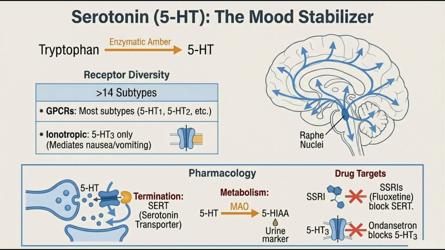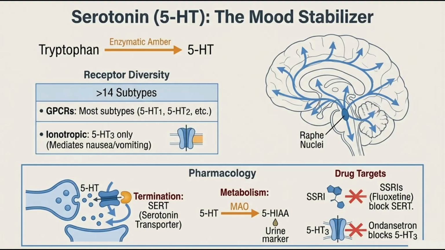Most of them are metabotropic, G-protein coupled, affecting the cell state slowly. But there is one major exception, the 5-HT3 receptor. It is the only one that is an ionotropic channel, a ligand-gated cation channel. And that one is linked specifically to nausea and vomiting. Yes. 5-HT3 receptors are found in high density in the gut and in the brain's vomiting center in the brainstem. That's why drugs like ondansetron, brand name Zofran, are so effective. They are 5-HT3 antagonists. They block that specific receptor to stop nausea and vomiting, especially from chemotherapy.